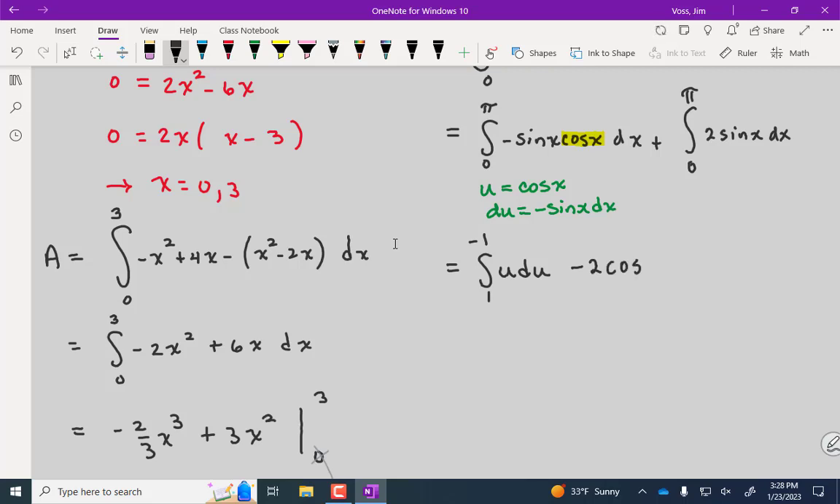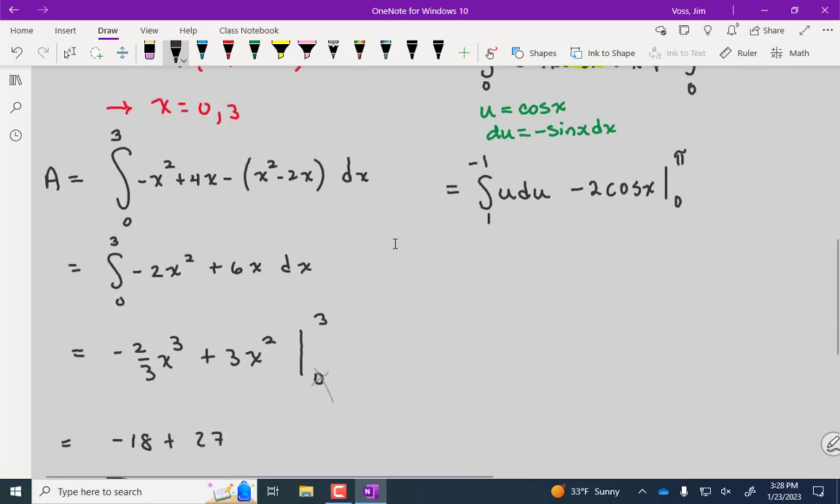Upper limit 2, lower limit 0. Constants just factor to the front. So now we have this. Is it always left to right? We integrate u and get u squared divided by 2. So this, or 1/2 u squared, however you prefer to write it.